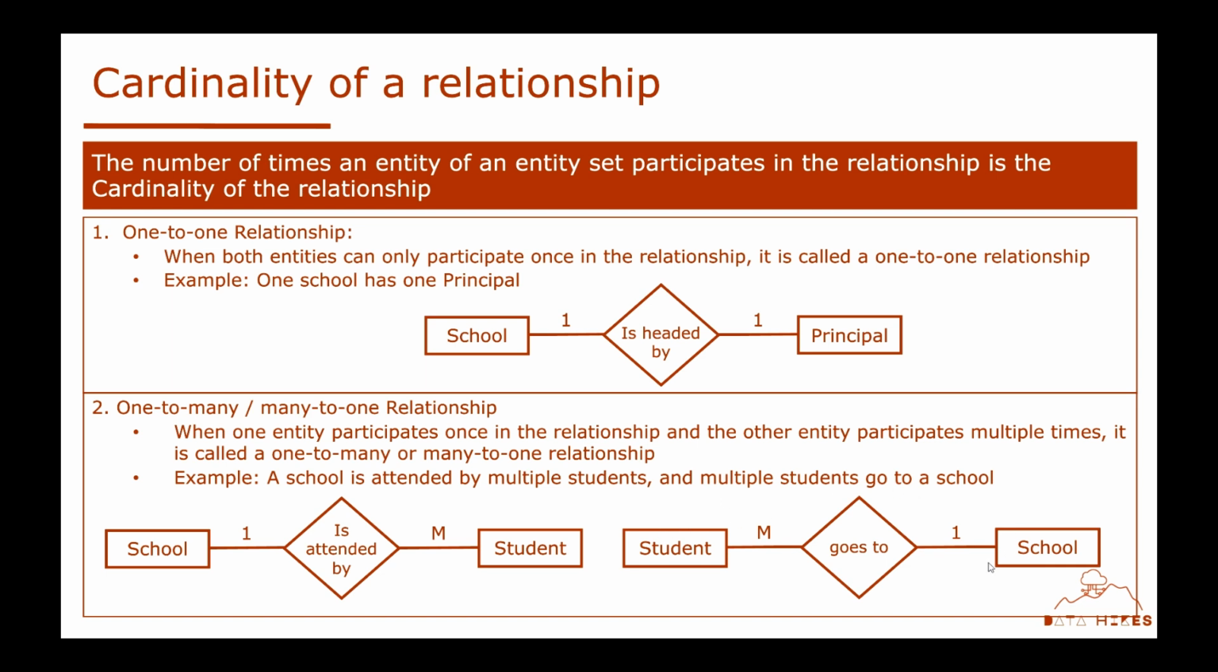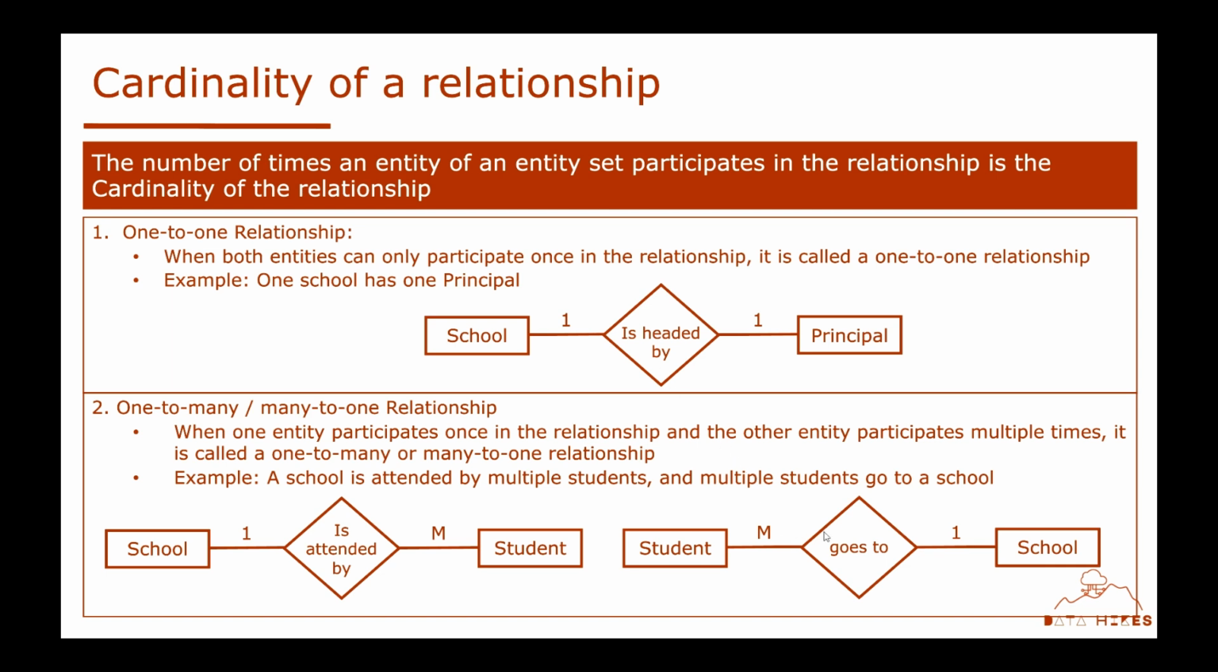Let's look at this for the example. Multiple students go to one school. Does that relationship make sense? Can we say that only one student goes to one school? No, that doesn't make sense, hence it is not a one-to-one relationship.